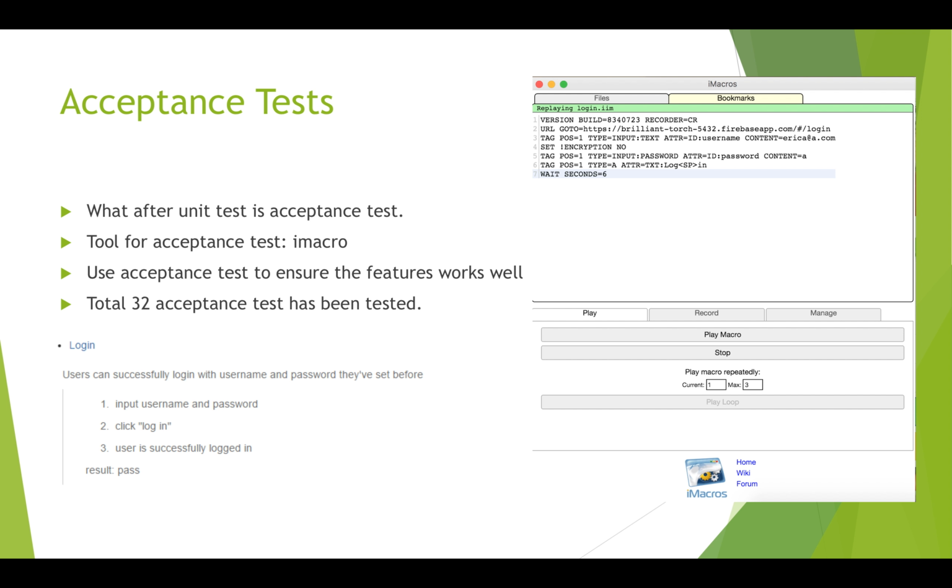What comes after unit testing is acceptance testing. The tool we use for acceptance testing is iMacro. We use acceptance tests to ensure the features all work well, and in total we test 32 test cases.